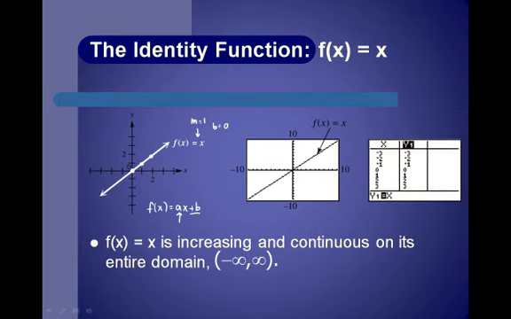Now, f of x is equal to x is increasing because it goes up from left to right, and it's continuous on its entire domain, which means you never have to pick up your pencil when you're drawing it. Again, the domain is from negative infinity to positive infinity because it doesn't matter what number you plug in for x, the y value is always going to be the same thing.